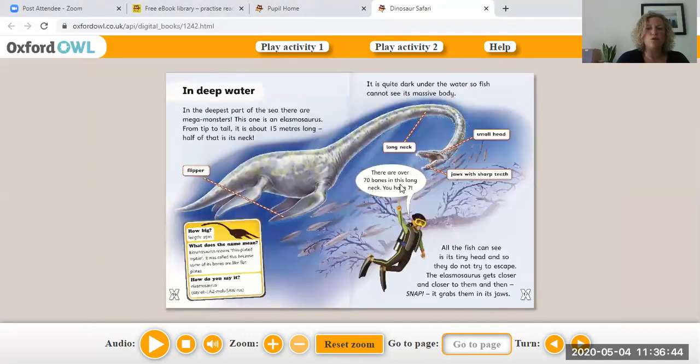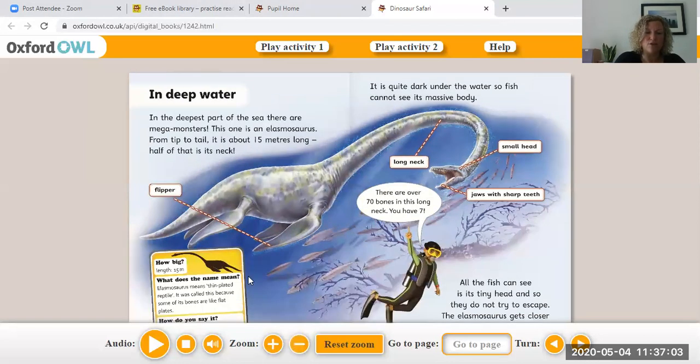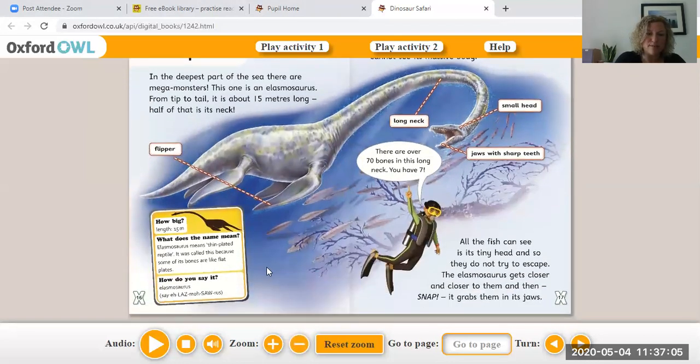In deep water. In the deepest part of the sea, there are mega monsters. This one is an Elasmosaurus. From tip to tail, it's about 15 meters long. Half of that is its neck, so similar to the Brachiosaurus in body shape. So it's 15 meters long, it says on the fact file. Elasmosaurus means thin-plated reptile. It was called this because some of its bones are like flat plates.